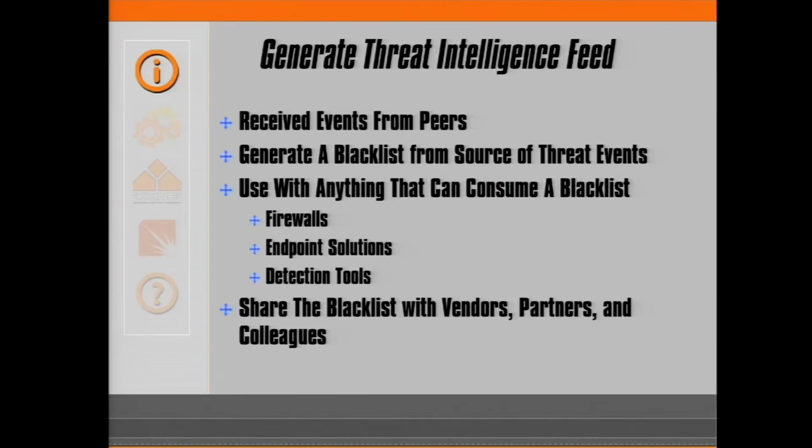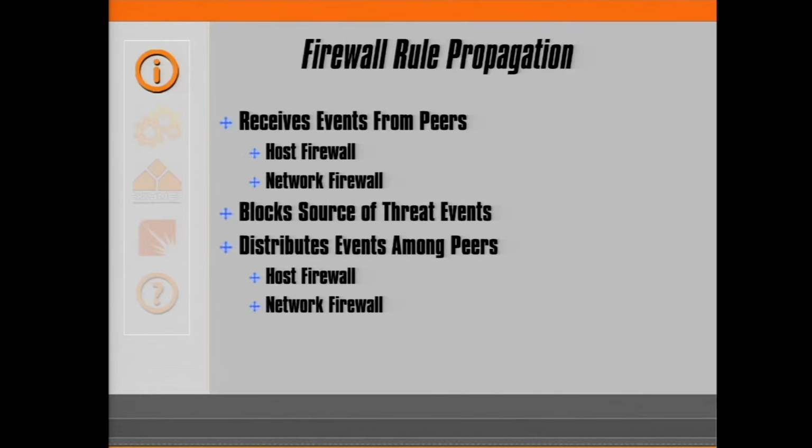Generate threat intelligence feed. Events shared between peers could be used to generate a blacklist, and then you can use that with anything that can consume a blacklist. Firewalls, endpoint solutions, detection tools. You could share the blacklist with vendors, partners, colleagues. Lots of uses for that. Firewall rule propagation. Host firewalls, network firewalls can receive events from peers and, of course, block the source of the threat events. And then distribute events among peers so that other host firewalls, network firewalls can then block the threats that firewall is seeing.